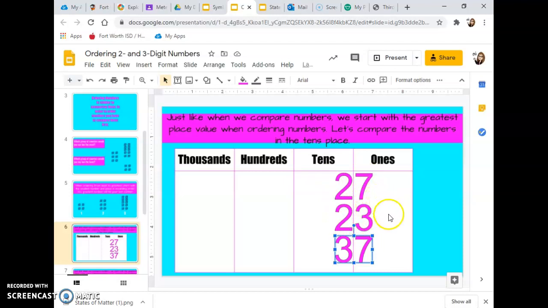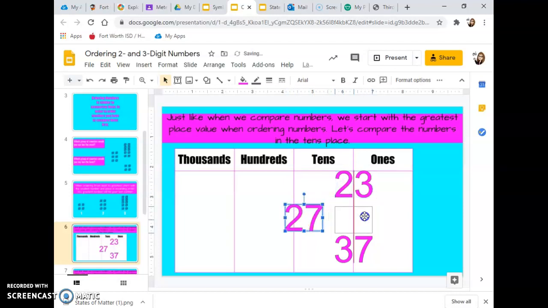So if I'm putting my numbers in order from least to greatest, I can see that the 2s were smaller than the 3, and the 3 was smaller than the 7. So between these two, my 23 should be the number that comes first, because it has the smallest 10 and the smallest 1. Then comes my 27, because it still has the smaller 10, but it had more 1s than 23 did. For my greatest number, I would leave 37 in the place that it's at now. 37 comes last because it has the greatest 10 out of all the numbers.